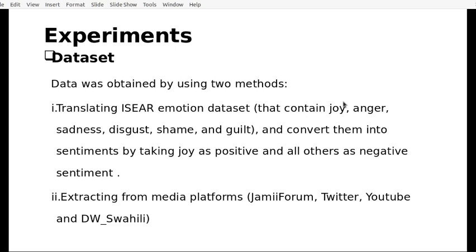And now let us move to the experiment part and look at the dataset that we used in our experiment. The data was obtained by using two methods. The first one was to translate emotion datasets that are available on Kaggle. So what we do is we convert the 6 emotions to positive and others as negative. In the second method, we extract some text from media platforms like Jamii Forum, Twitter, YouTube, and DW Swahili.